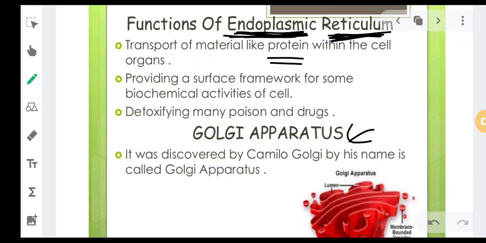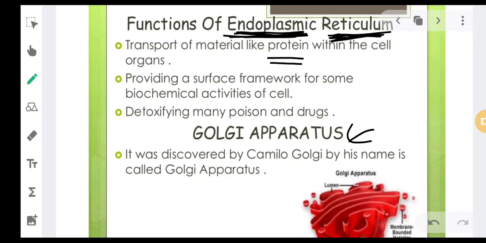Detoxifying many poisons and drugs means what? Suppose we take any medicines. What is the job of this endoplasmic reticulum? It will try to get rid of these medicines. Suppose we have a fever and we take paracetamol, what happens is the chemicals inside this paracetamol have to be removed from the body.